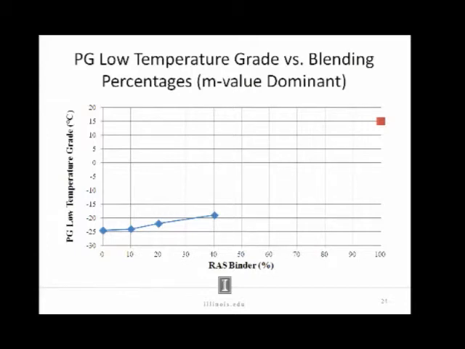If we take a look at these low temperature grades, we can see a clear trend here. This is the m-value dominant. I was actually quite surprised that up to 40% RAS binder, this temperature change is what, 4 or 5 degrees max, maybe 6 degrees. That's not very much when you consider that at 100% RAS binder, I estimated it maybe around 15 C. So maybe we have some kind of exponential function here. I'd like to fill in these extra blending percentages to see what actually is the case. But I thought that was interesting.